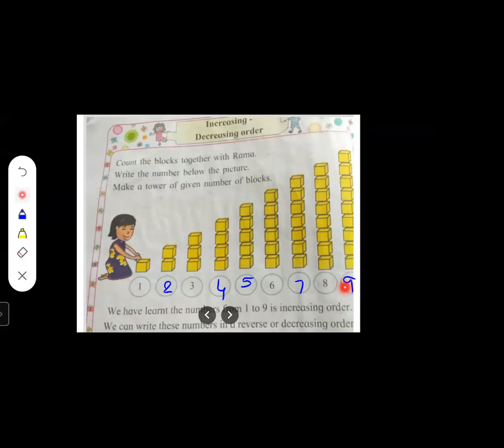Now students, if you reverse all these numbers, you will get them in decreasing order. See how you will get it? 9, 8, 7, 6, 5, 4, 3, 2, 1. So this is bigger to smaller. If you count from 9 to 1, it is bigger to smaller, so it is decreasing order. From this side, it is increasing order. From this side, it is decreasing order.